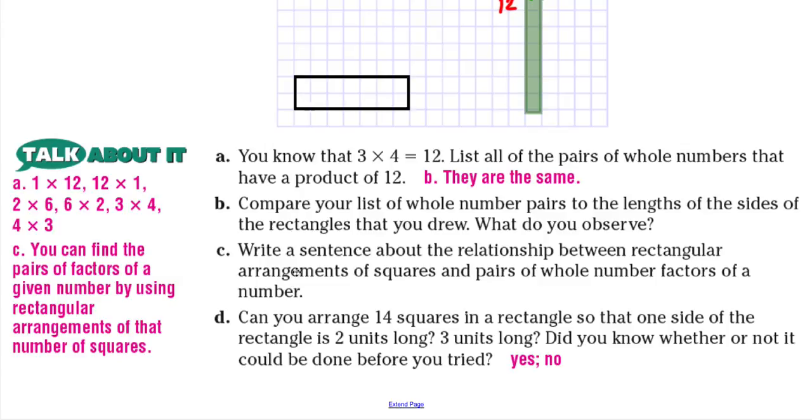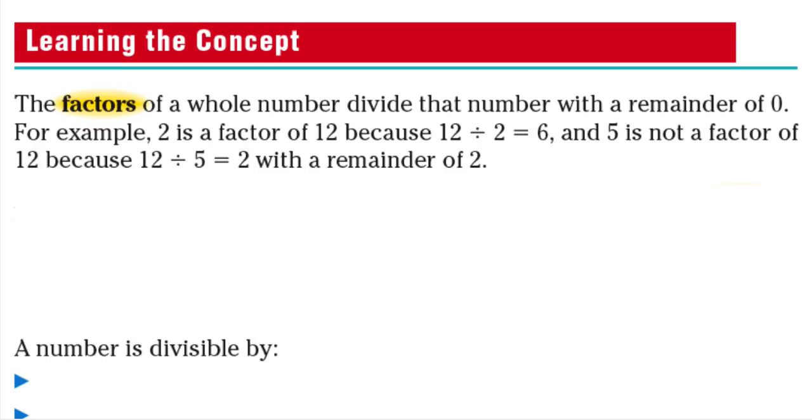So what does that tell us? Let's bring it to our lesson for today, which is factors. The factors of a whole number divide that number with a remainder of 0. For example, 2 is a factor of 12 because 12 divided by 2 equals 6. And 5 is not a factor of 12 because 12 divided by 5 will have a remainder of 2.